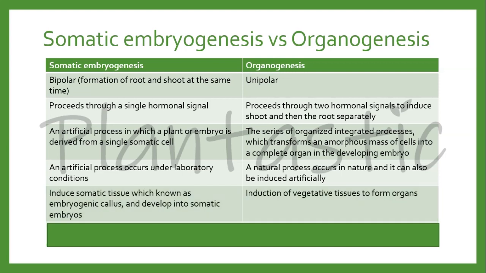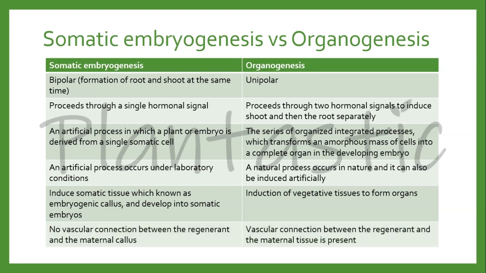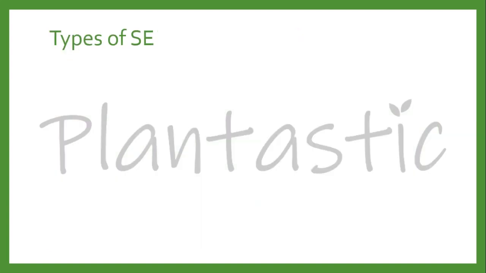Somatic embryogenesis is used to induce somatic tissue, known as the embryogenic callus, which then develops into somatic embryos. However, organogenesis involves the induction of vegetative tissues to form organs. Lastly, somatic embryogenesis can be detected by no vascular connection between the regenerant and the maternal callus. For organogenesis, there will be a vascular connection between the regenerant and the maternal tissue, in which you will see a connection of xylem and phloem between the induced organs, like shoot or root, and the maternal tissue.